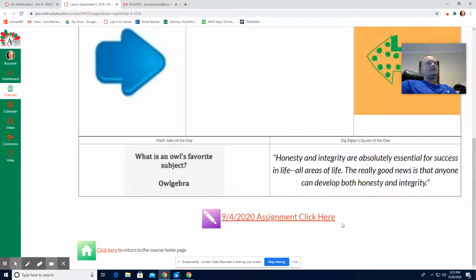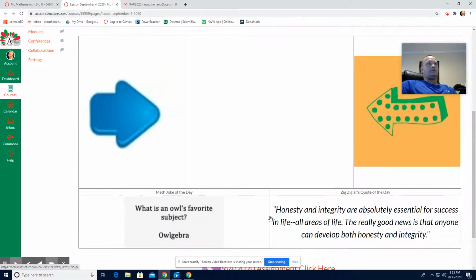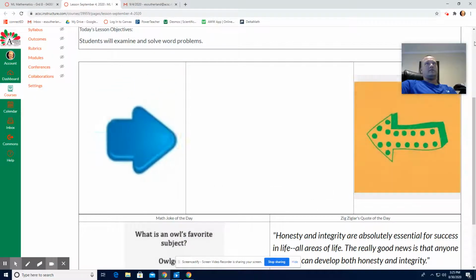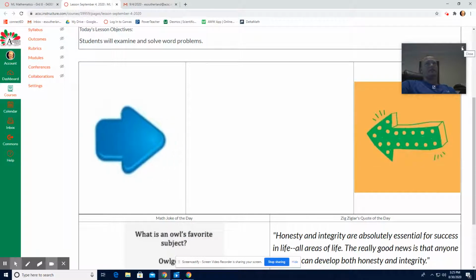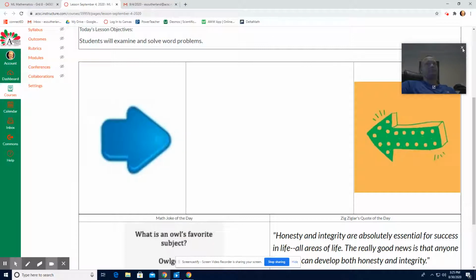Here's today's assignment. It's very short. There's some review questions and about four or five word problems. We're going to take a look at a quick video explaining how to do a couple word problems that are similar to problems that are on your assignment today.